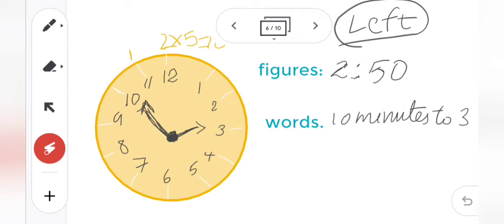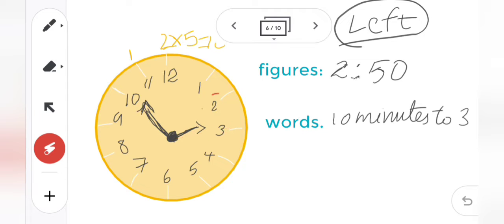Okay, so here you see figures. When you write in figures, you have to write the hour first. Here the minute hand is on 10. When it is on 10, it will be almost near 3, but it will not be exactly 3. So you will not write 3 for the hour. It has not yet touched 3, so you cannot write 3.